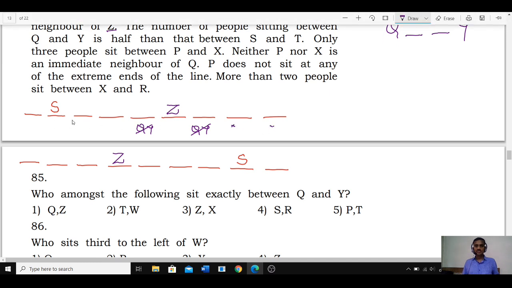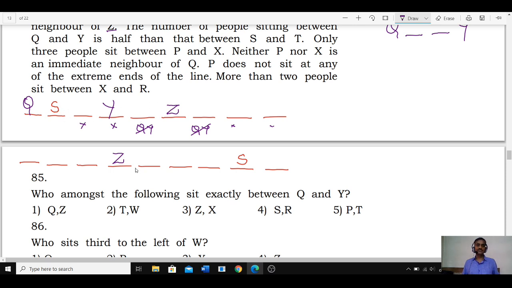Then can Q be at this place? Q cannot be here either. Why not? If Q is here, Y must come here, not possible. Then can Q be here? If Q is here, Y comes here, not possible. Hence Q cannot be at any one of these places. Hence Q must be here, and Y is here. That fits: 2 persons between Q and Y.